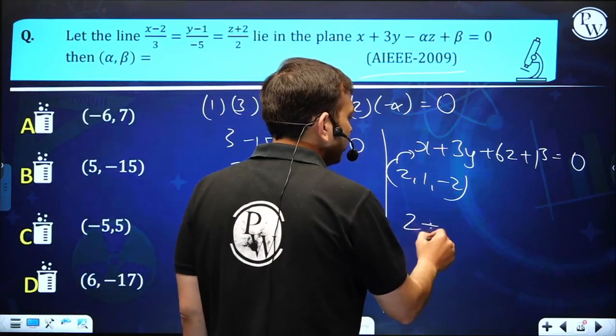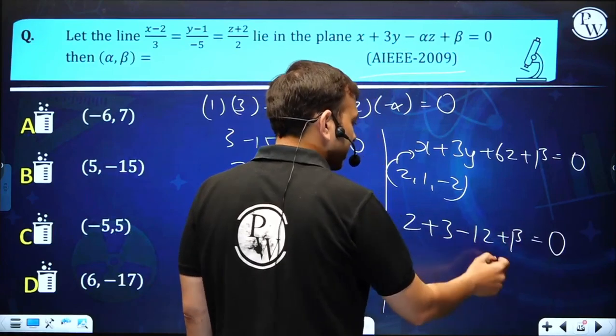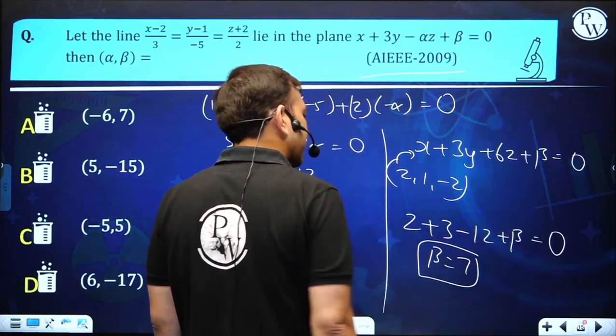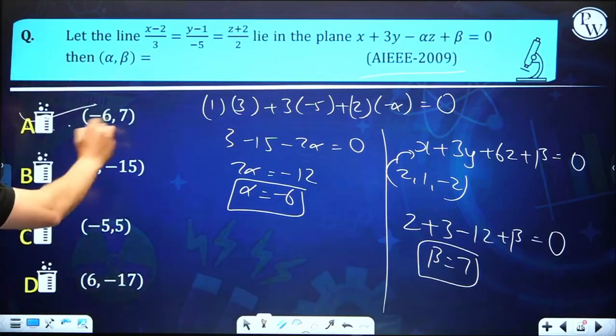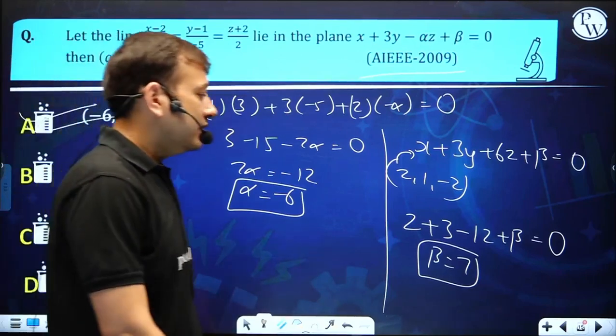That means 2 plus 3 minus 12 plus beta equals 0. So beta is equal to 7. So option A: minus 6 comma 7. I hope it's clear. Everybody is understanding. Okay.